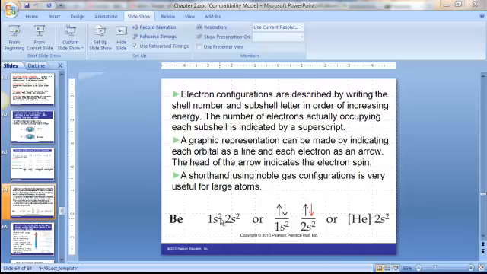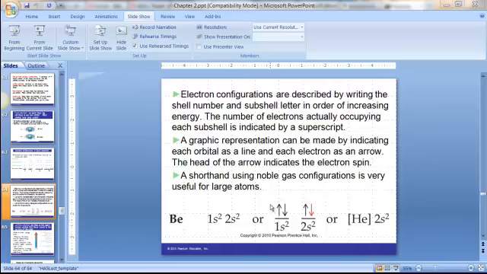And the superscript in this case represents the electrons that are housed within that specific orbital. So there are 2 electrons housed inside the 1s orbital of beryllium. And then beryllium has a total of 4 electrons, so the next 2 electrons are going to be housed in the 2s orbital. So the electron configuration is written 1s2, 2s2.